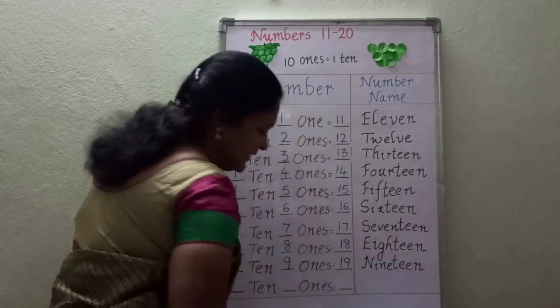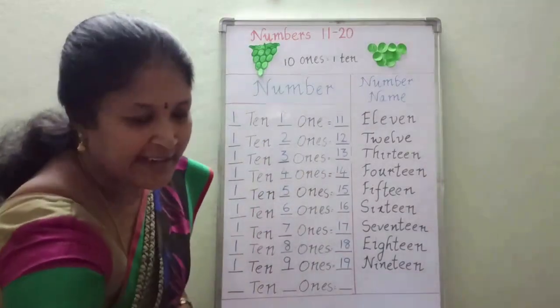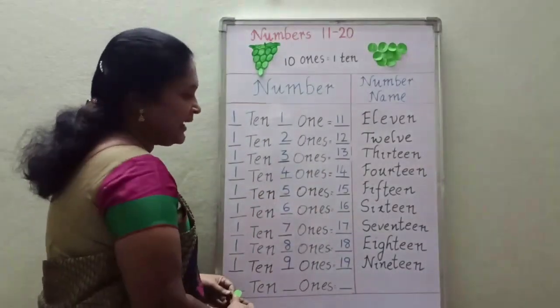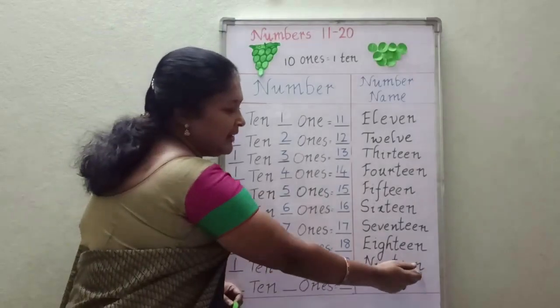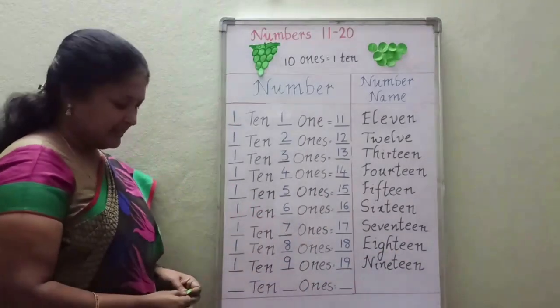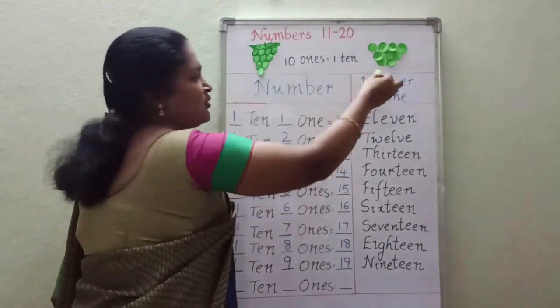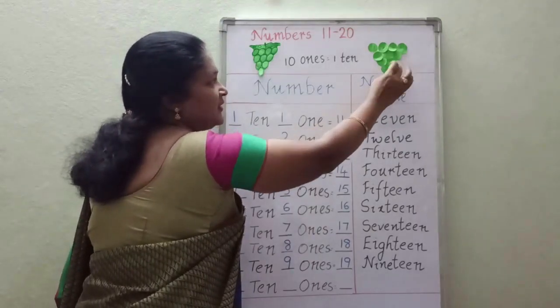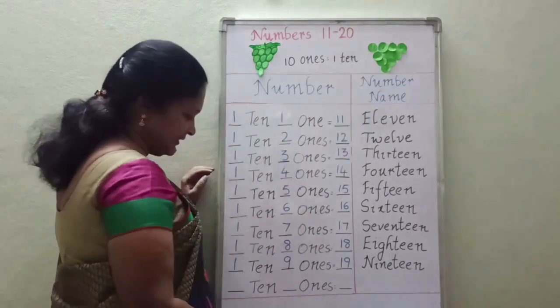N-I-N-E-T-E-E-N. 19. What is the spelling of 19? N-I-N-E-T-E-E-N. 19. Now, one more I am keeping here. See, children.